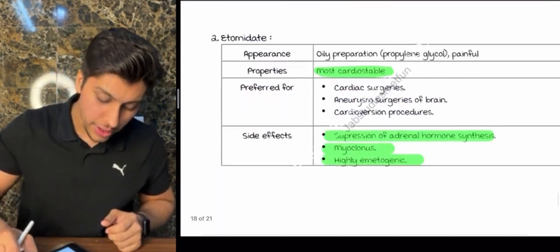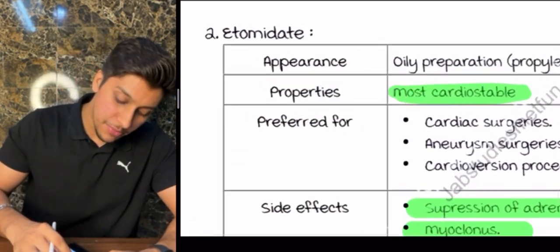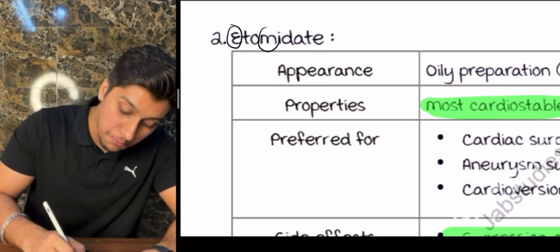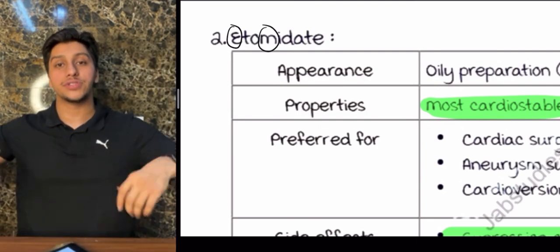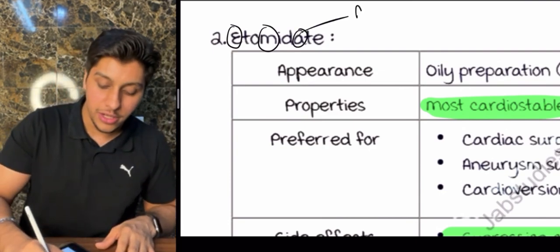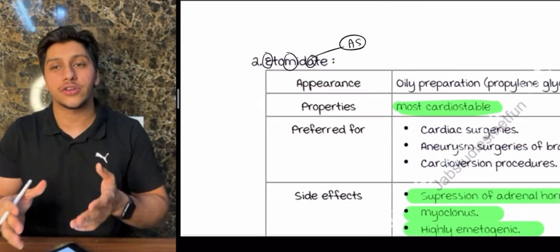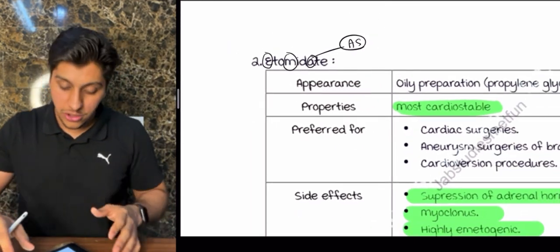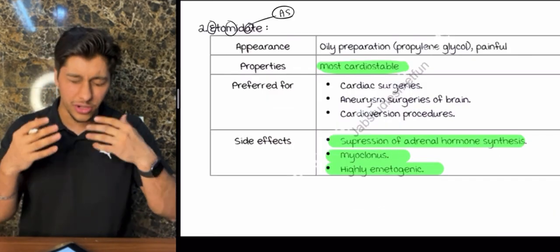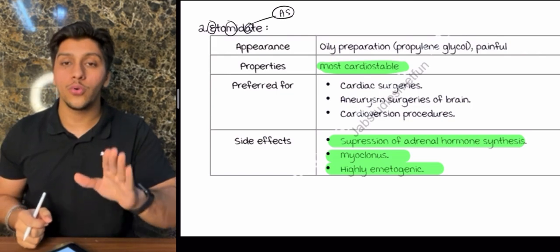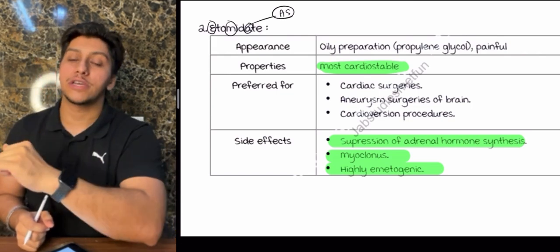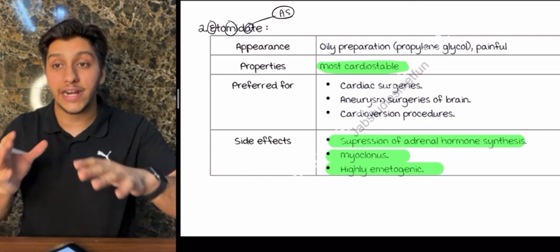Next, we will be talking about etomidate. With etomidate, I can remember the side effects within its name itself. E, it is emetic in nature. M, it causes myoclonic seizures, which means the patient will have jerky movements during the operation. And A, adrenal suppression, which causes a prolonged sedative effect. If they ask you about the appearance, it is oily in nature, and as I told you, whenever it is oily, via IV it is going to hurt. Then the best property is that it is cardiostable.